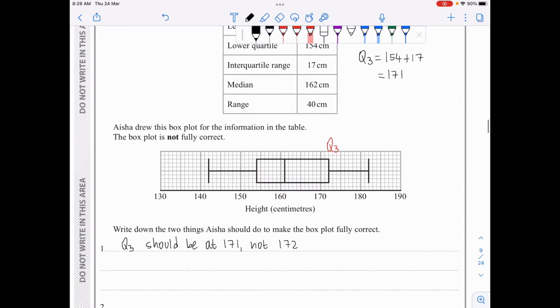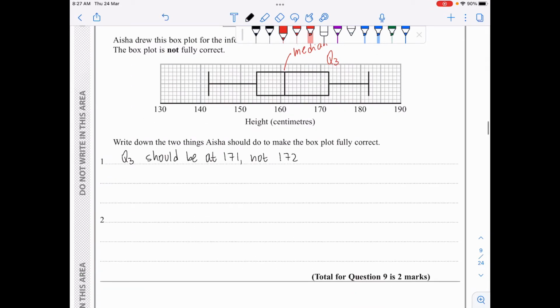And then the median, 162 centimeters, notice that it's at 161. The median is the middle of the box. So we're going to say the median should be at 162, not 161.